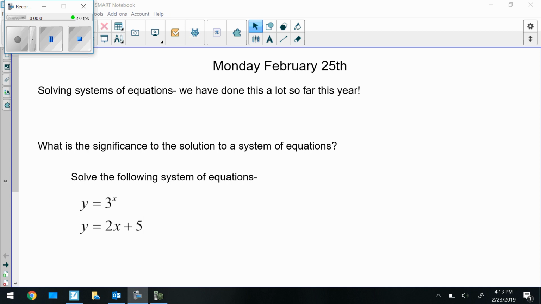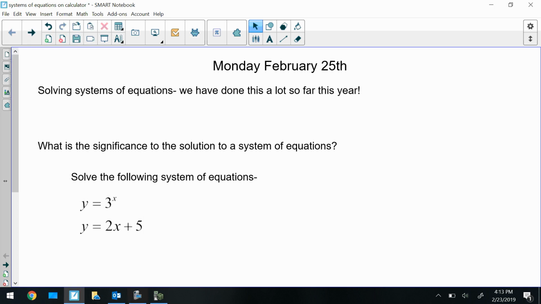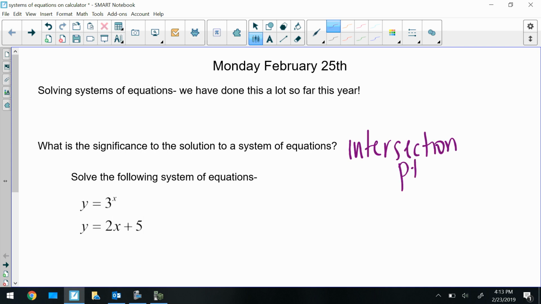We are going to talk a lot about systems today. We've been working with exponential equations, and we are going to combine that with something that you have seen throughout the year, and that is the concept of a system of equations. If you need a refresher, the purpose of a system of equations is to find the intersection point. And I have one here. We're going to go through a couple of examples. You are going to need your calculator out as we do this.